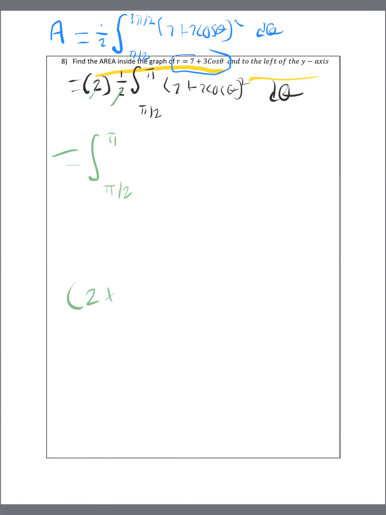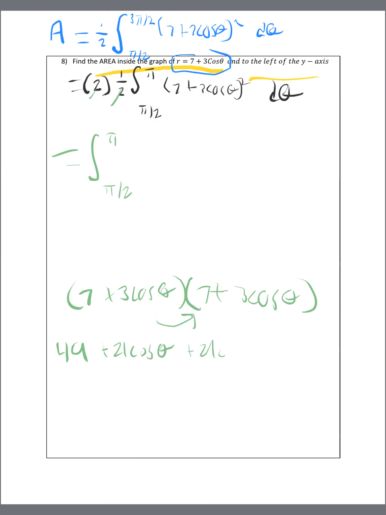Actually, is that a 7? Yeah, I wrote it as a 2. Sorry about that. That is a 7. So 7 plus 3 cosine of theta, squared. You can do this in your head, but in case it's easier for you to do it on the side, it's FOIL, so it's 49, and then you have 21 cosine of theta, and then you have another 21 cosine of theta, and then you end up having a 9 cosine squared of theta.